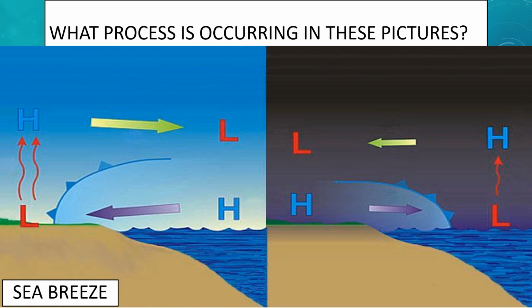Now, at night, that air over the water is going to take longer to cool down than the air on land. And so now we have high pressure on land, low pressure over the water. And so we have an opposite effect, where the low pressure air over the water is going to rise, and the high pressure air on land is going to move in to fill the gap, creating another convection current in a process we call land breeze.